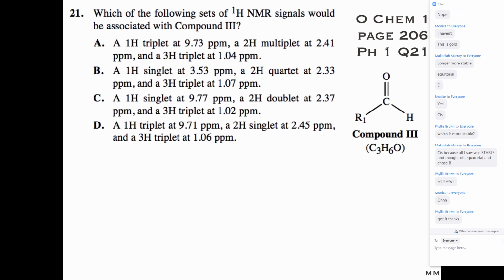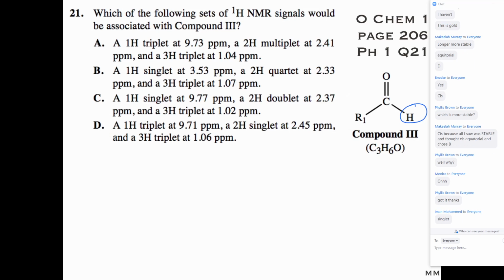Which of the following sets of 1H NMR signals would be associated with compound 3? Oh, you guys own this. I'm not gonna say anything. You guys are gonna solve this for me. I'm gonna be lazy. What signal do I get based on that H? 9.7.